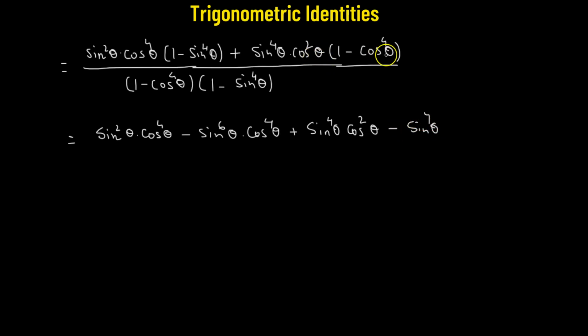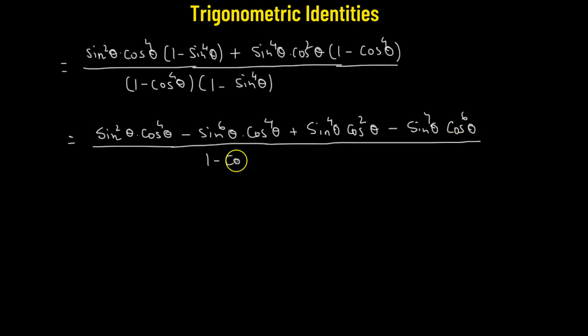Now we have cosine squared theta multiplied to cosine theta raised to the power of 4, which is going to give us cosine theta raised to the power of 6 whole divided by, we have 1 minus cosine theta raised to the power of 4 whole multiplied to 1 minus sine theta raised to the power of 4.